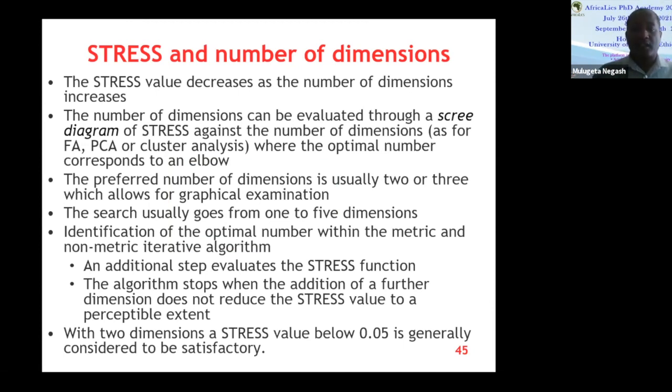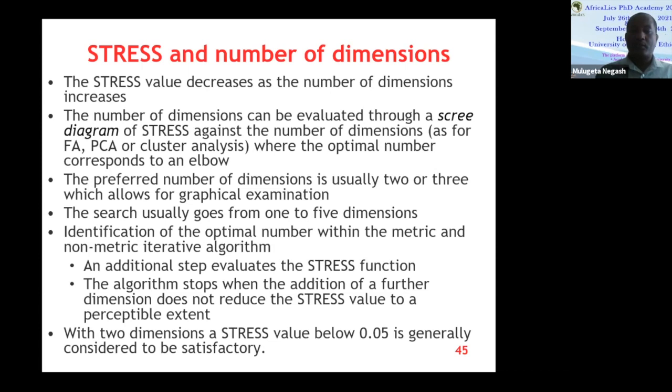Actually, in multivariate, this is common, and the number of dimensions can be evaluated through a scree diagram of stress against the number of dimensions, as for factor analysis, principal component analysis, or cluster analysis used for segmenting groups, where the optimal number corresponds to an elbow. The preferred number of dimensions is usually 2 or 3, which are low for graphical examination. The search usually goes from 1 to 5 dimensions.